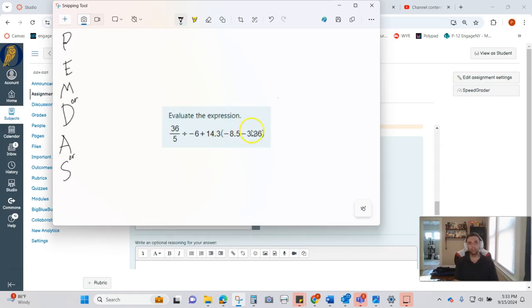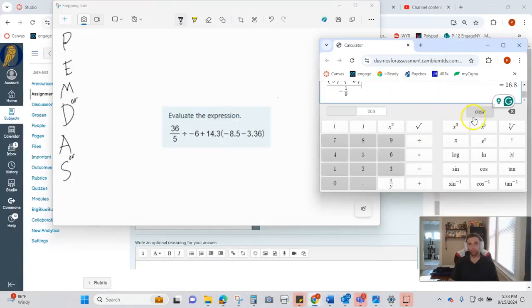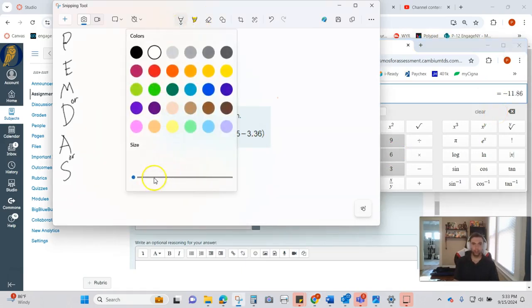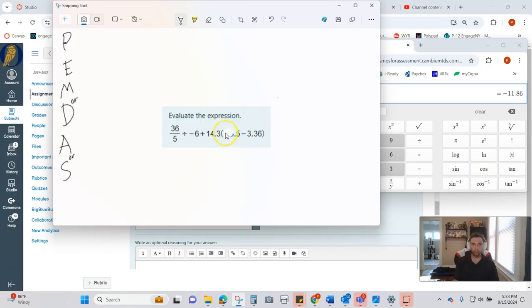Negative 8.5 minus 3.36. Let's use our calculator to help us with that. Negative 8.5 minus 3.36. And that is negative 11.86. So let's smudge out this parenthesis part and write our new number there. Negative 11.86.